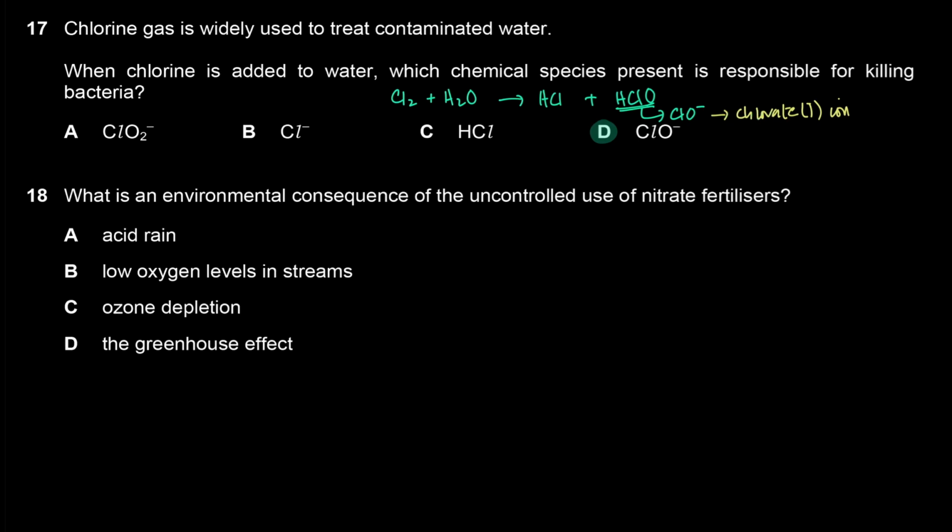What is an environmental consequence of the uncontrolled use of nitrate fertilizers? When we use nitrate fertilizers, it causes eutrophication, which ultimately results in lowering of oxygen levels in bodies of water, which results in the death of aquatic life.